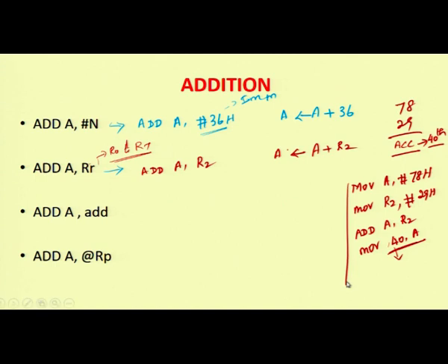So, this is a way we write to add two numbers by using the register. Suppose I ask you what is the execution time for this instruction. This will consume one machine cycle, this is also one machine cycle, one machine cycle, one machine cycle. So, totally 4 machine cycles are required, right.